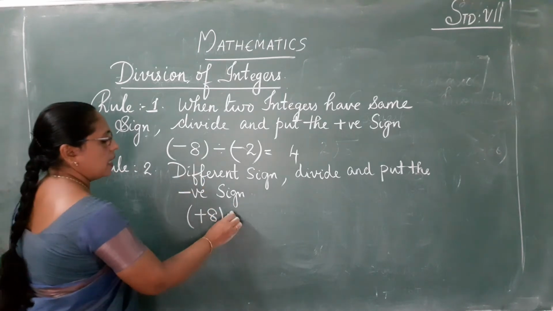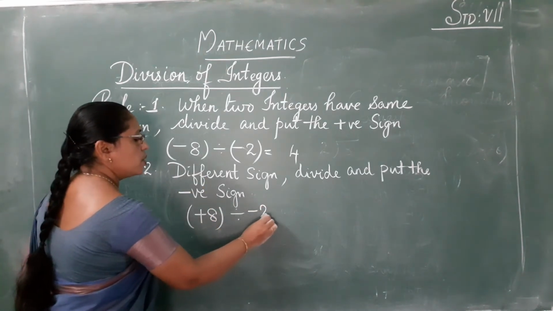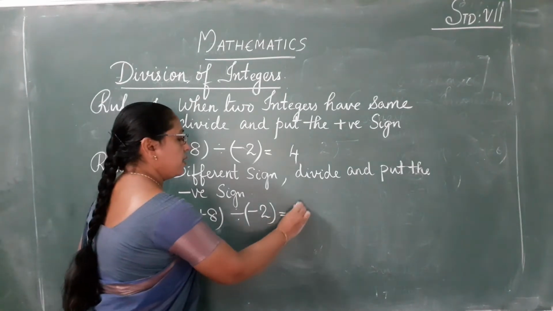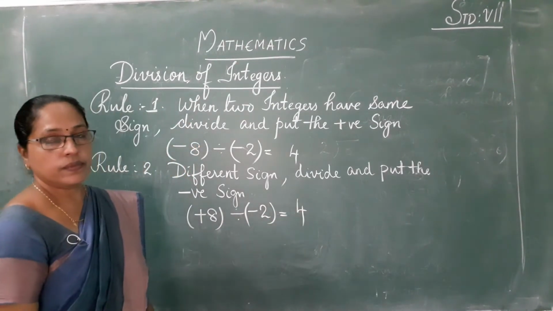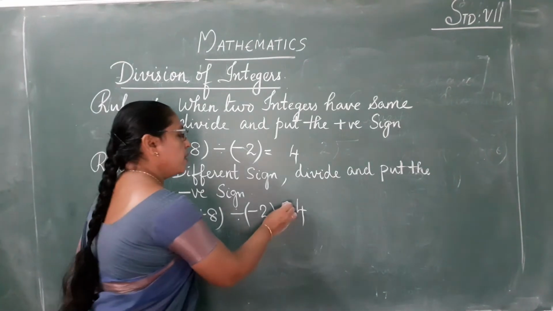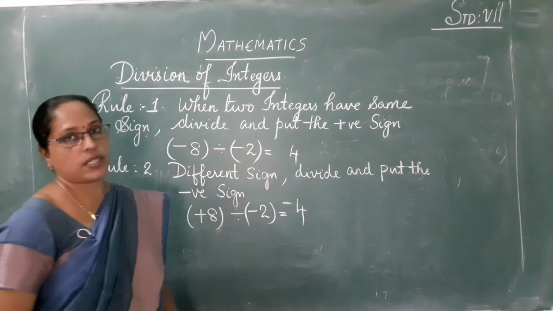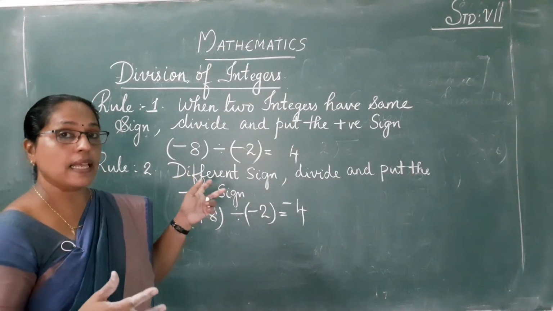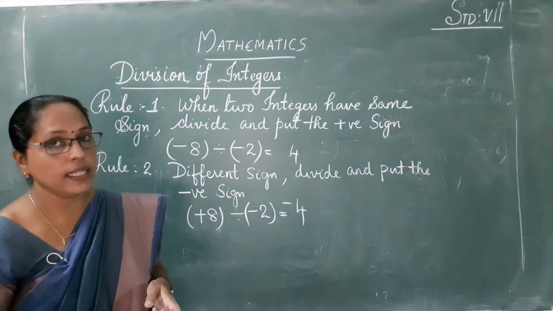Okay, so example, positive 8. Same numbers you can take with different sign, negative 2. Divide it. 8 and 2 when you divide, you will get 4. And positive and negative, different sign. So what do you have to do? You have to put the negative sign. Okay, so I hope you understood the rule. Rule is exactly same like the multiplication of integers.